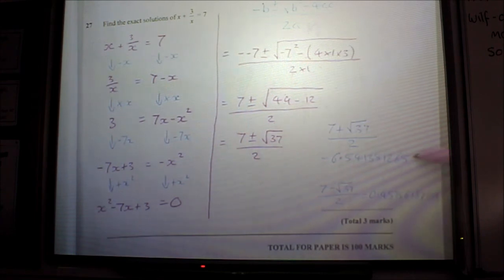Because it's asked for an exact answer, you either need to put the complete answer down, or if you want you can leave it in this form here, because that's probably a more accurate answer. So it's either that or that. And there you go, there's your past questions on the A and A star grade work.